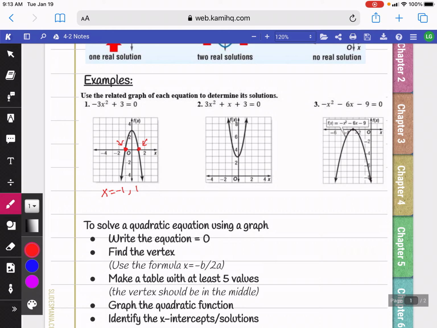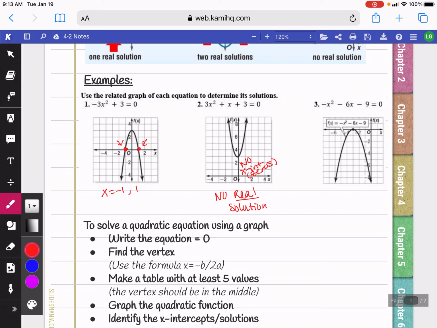In question 2, this one has no x-intercepts or no zeros. So there's no real solution. Now, it's very important that you use the word real there. Don't just say no solution. Because there's actually complex roots that this one does have, that we're going to learn about later in the chapter.